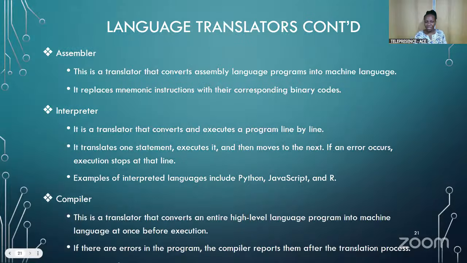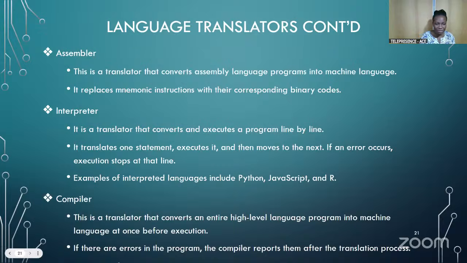Now we have types of language translators: the assembler, the interpreter, and the compiler. An assembler is a translator that converts an assembly language program into machine language. It replaces mnemonic instructions with their corresponding binary codes. So the assembler works to convert assembly language into machine language.